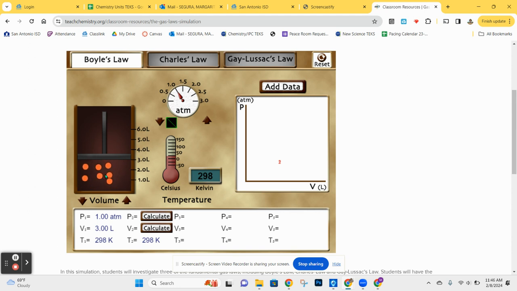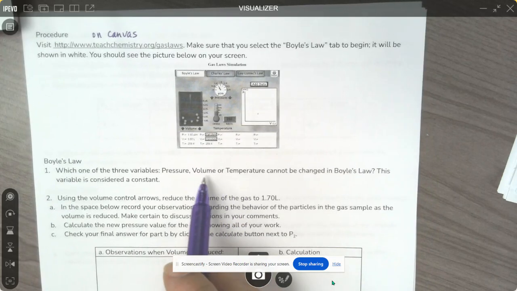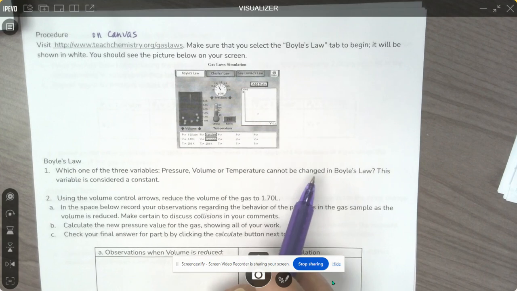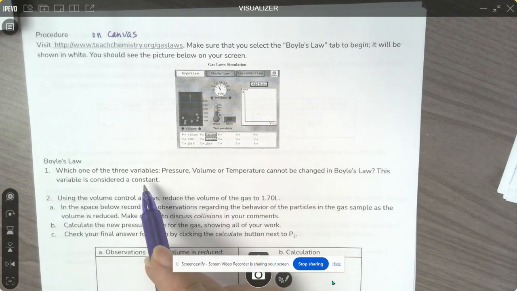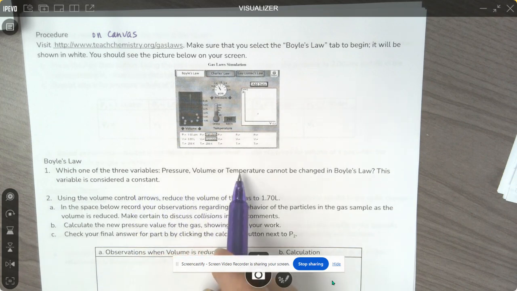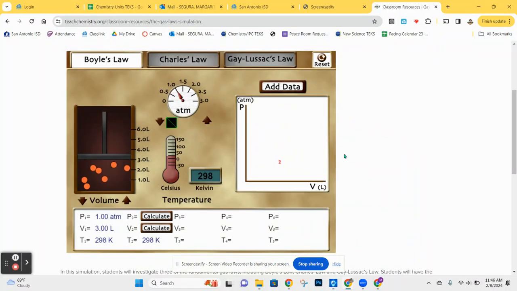Okay. So it says, and I'm reading on my paper here, which one of the three variables, pressure, volume, or temperature, cannot be changed in Boyle's law? This variable is considered a constant. Okay, that means that in order for us to observe what happens in Boyle's law, one of these, pressure, volume, or temperature, must remain the same throughout.